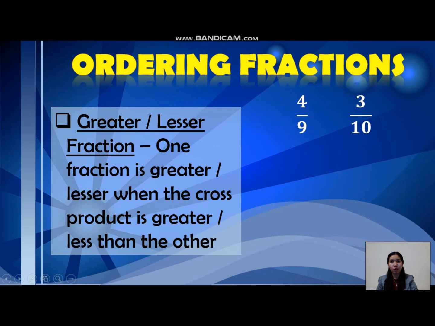Next, let's have ordering fractions. So one fraction is greater or less than the other when its cross product is greater or less than the other. So let's say we have 4/9 and 3/10. So let's do cross multiplication. So 4 will be multiplied to 10. So the product is 40. 3 times 9, the product is 27. Since 40 is greater than 27, it means to say that 4/9 is greater than 3/10.